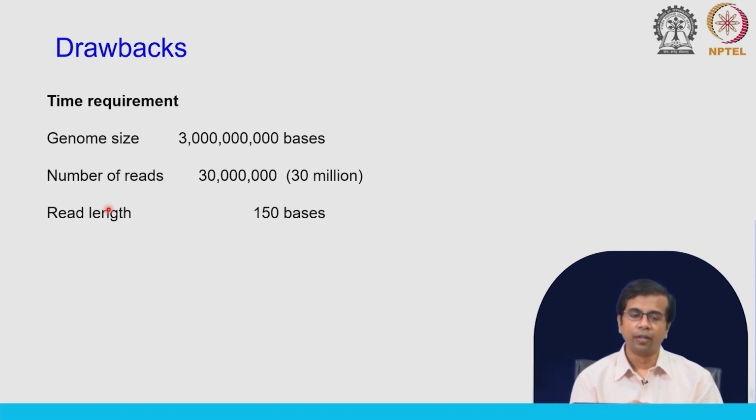So, let us take this example. Let us say the genome size is about 3 billion bases, like the human genome. We have a number of reads, about 30 million reads, that we have generated.